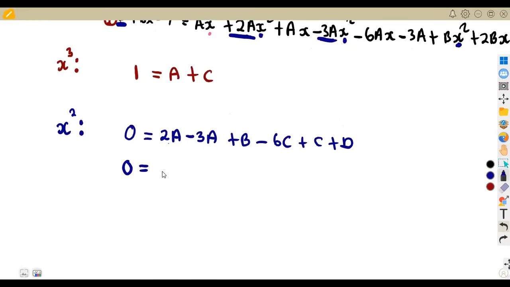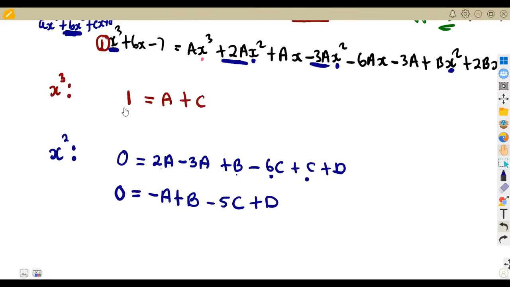0 is equal to 2a minus a, that will be minus a. B minus 6, that will be minus, oh, hey guys, what am I trying to do? This is impossible. So B is just going to remain as it is. Minus 6c plus c is going to be minus 5c, plus d. So we have formed another equation again here. But this equation consists of b and d. So instead of us going back and equating the coefficients of x and the constants, that is going to be too much.